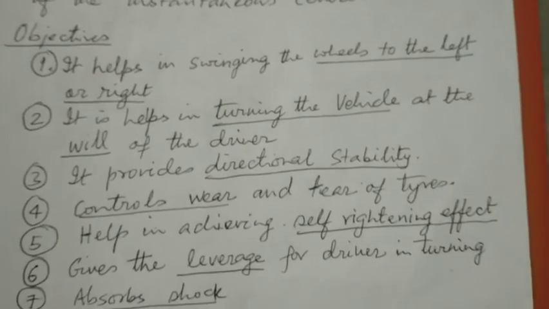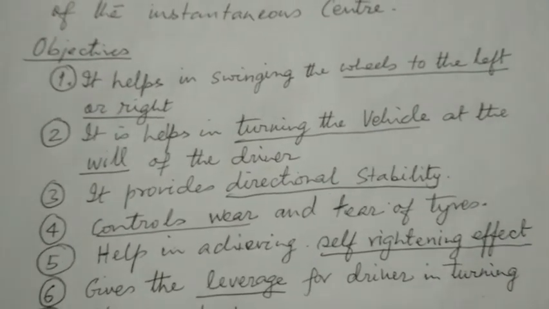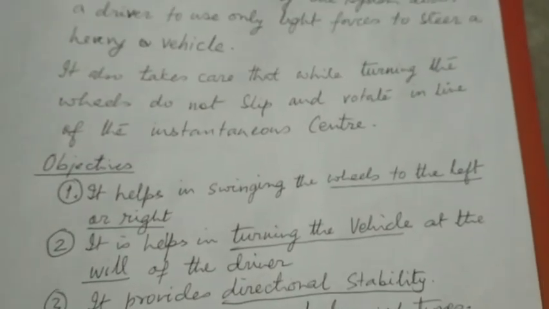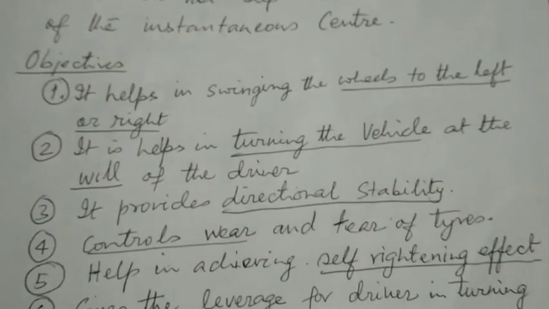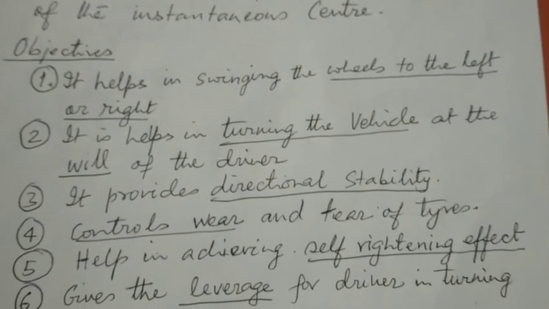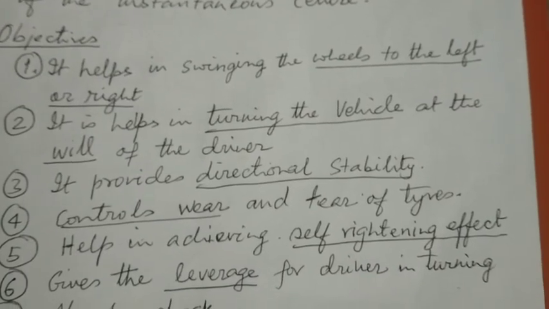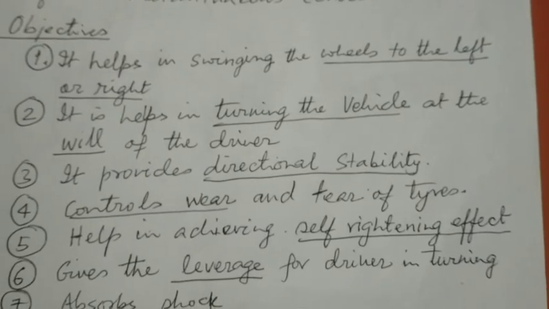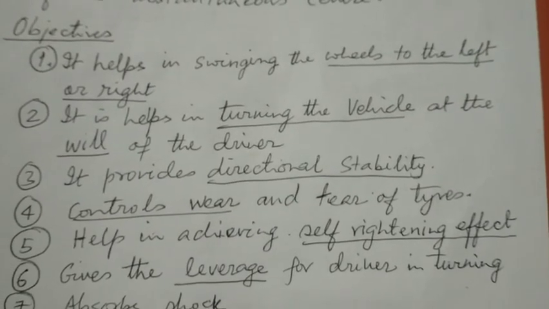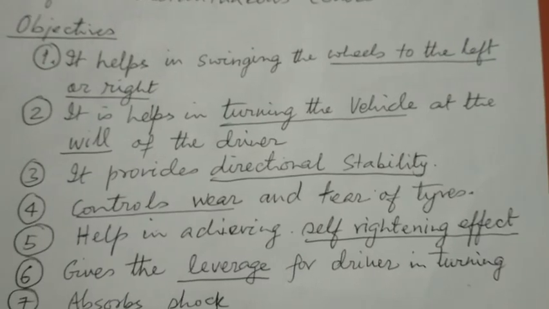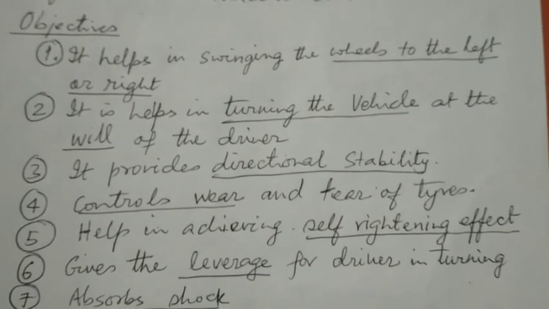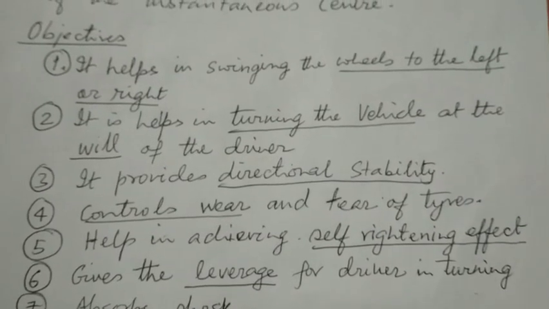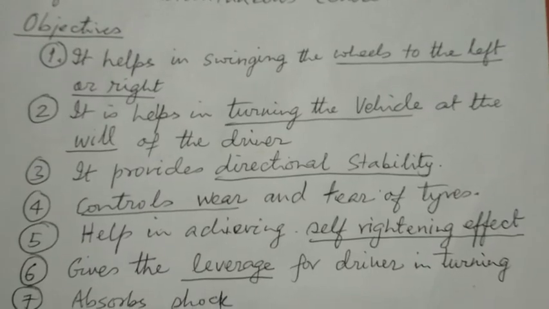There are certain objectives of the steering system. Number 1, it helps in swinging the wheels to the left or the right, so the vehicle can move towards the right or the left. The first objective is to give the vehicle the ability to move right or left, not just go straight.